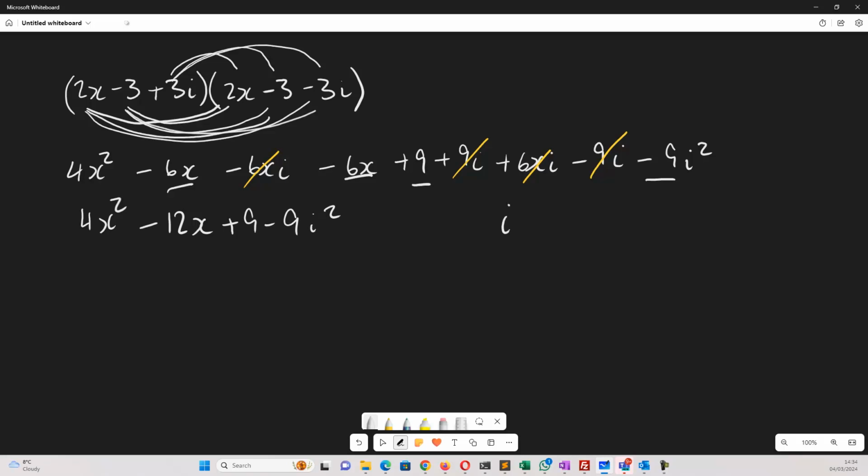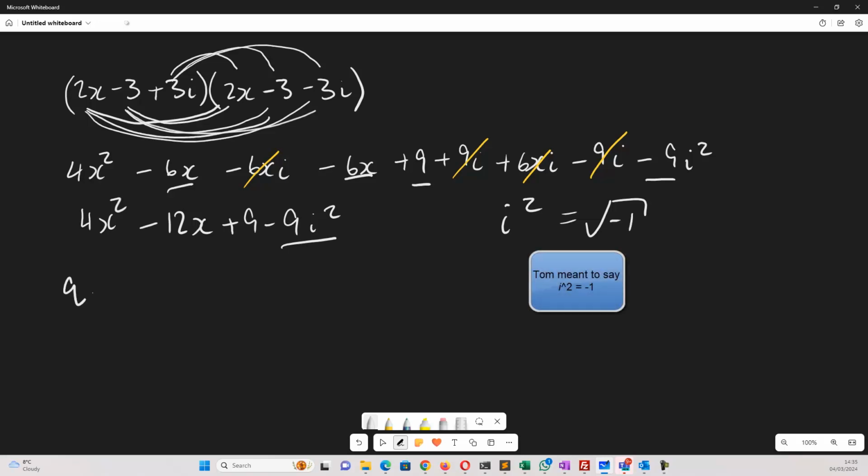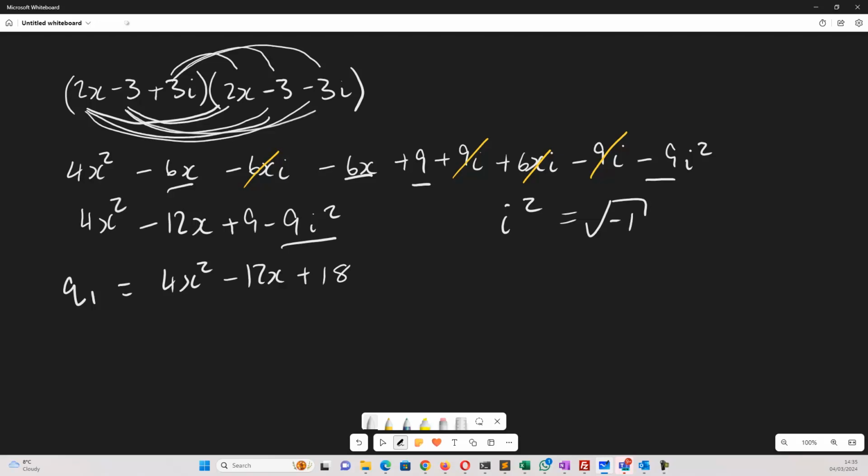Now remember that i squared is equal to minus 1. So this quantity becomes plus 9. So that means that this quadratic, which is q1, is equal to 4x squared minus 12x plus 18. So that's q1.